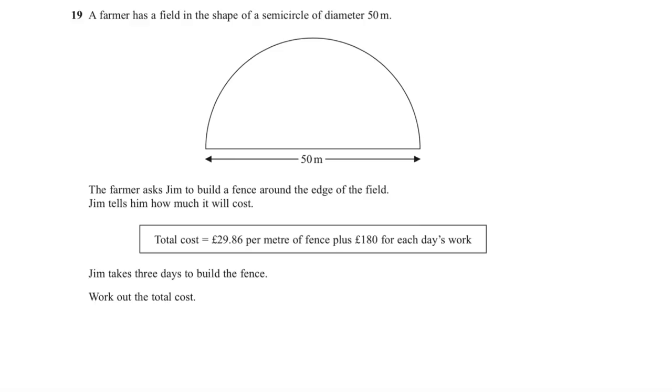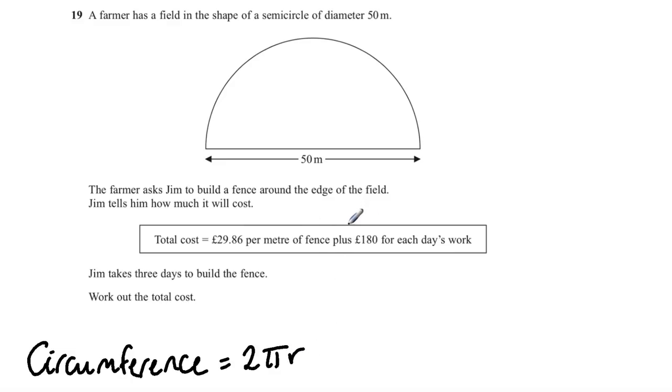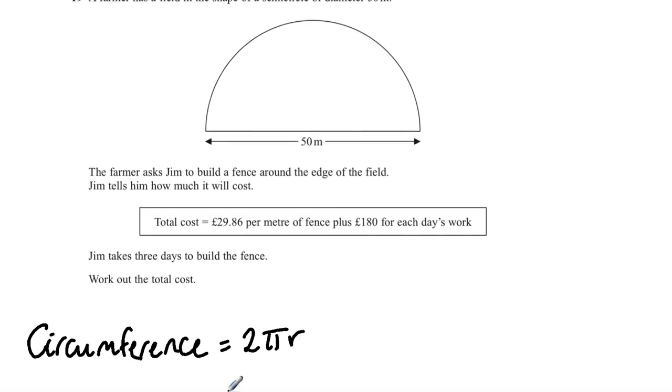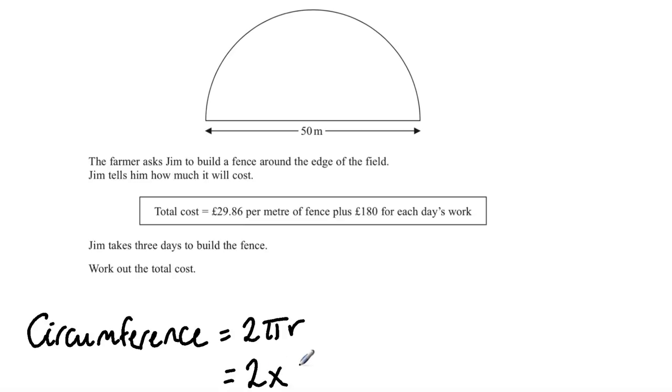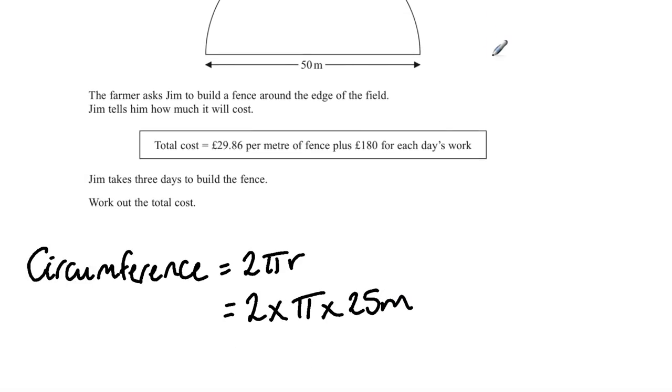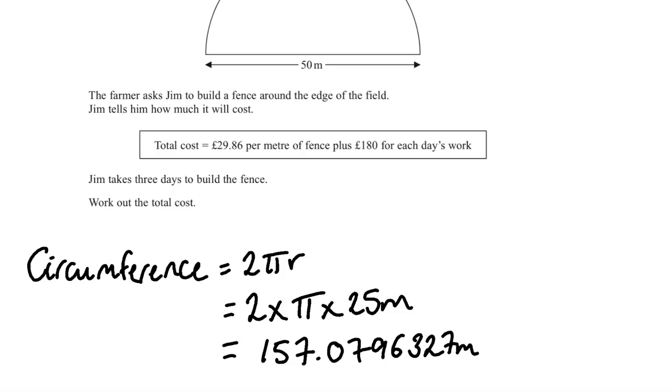Now the first thing we need to do is to calculate the length of the circumference. To do this, we're going to be using this general equation. So circumference is equal to 2 pi r. Now the radius is half the diameter, so half of 50 meters is 25 meters. So we should have 2 times pi times 25 meters. This should equal 157.0796327 meters. Now, bearing in mind that this is half a circle, I'm going to divide the length of the circumference by 2.